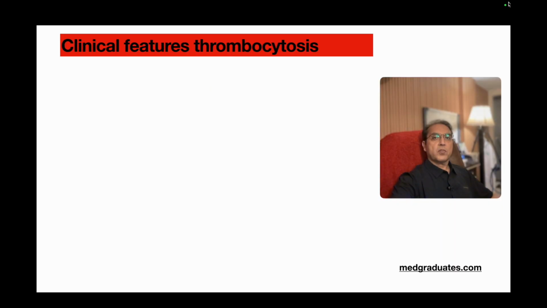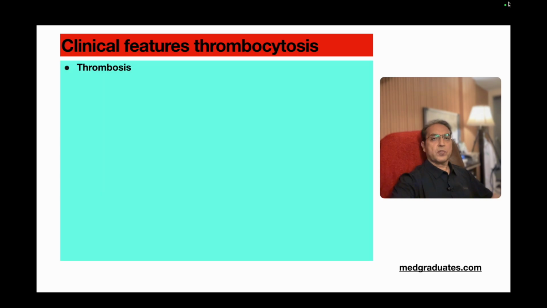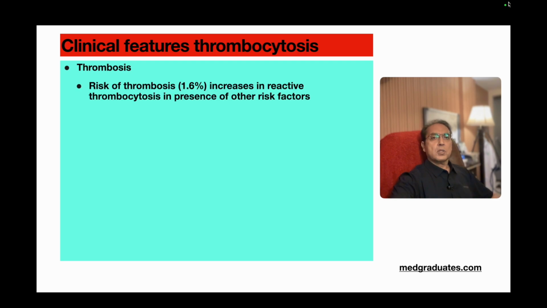Then what are the clinical features of thrombocytosis? Two main important features are thrombosis and bleeding. Then you can have some vasomotor symptoms. The thrombosis in reactive thrombocytosis is uncommon. It's 1.6%. It increases in reactive thrombocytosis in the presence of other risk factors. For example, patients who got cardiac surgery may have an additional risk. So in itself, the reactive thrombocytosis does not produce thrombosis.